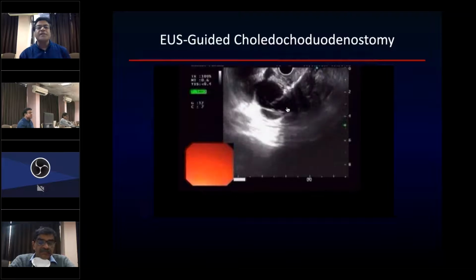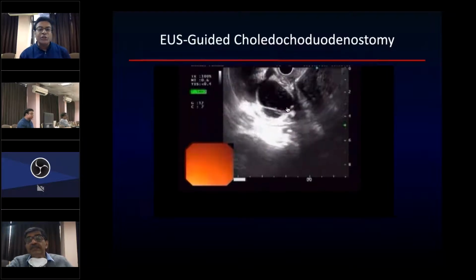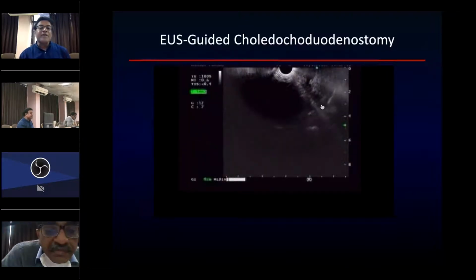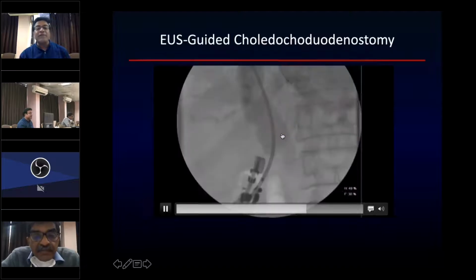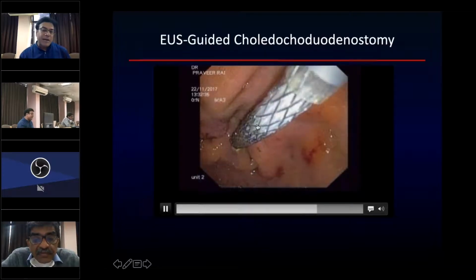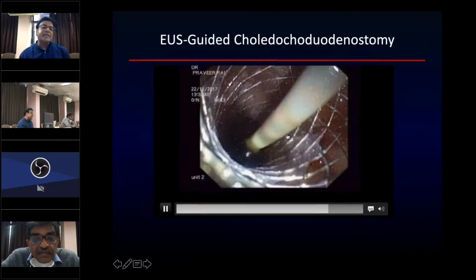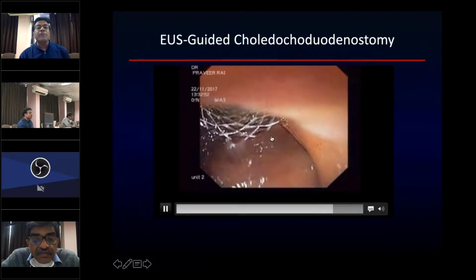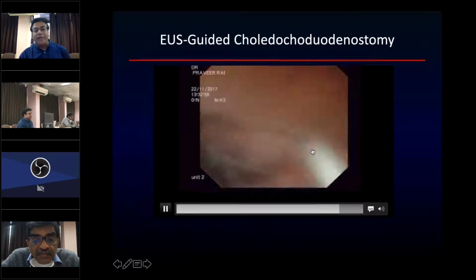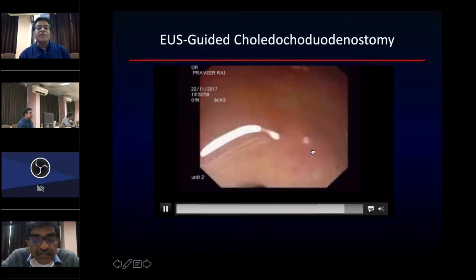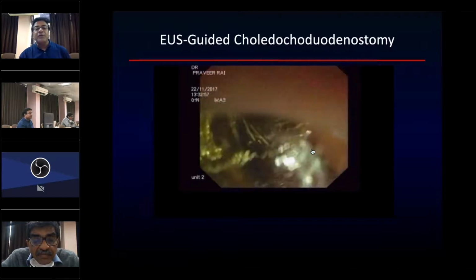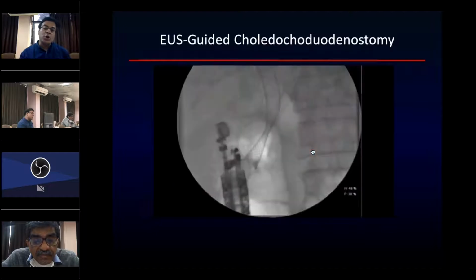What we use is a 6 centimeters partially covered stent that is uncovered on the ends, 0.5 centimeters. So the tip is reaching up to the level of hilum. You can see this last uncovered portion, and this is in the first part of the duodenum, and the bile will drain. So this is a typical biliary drainage that we achieve with EUS-guided choledochoduodenostomy.